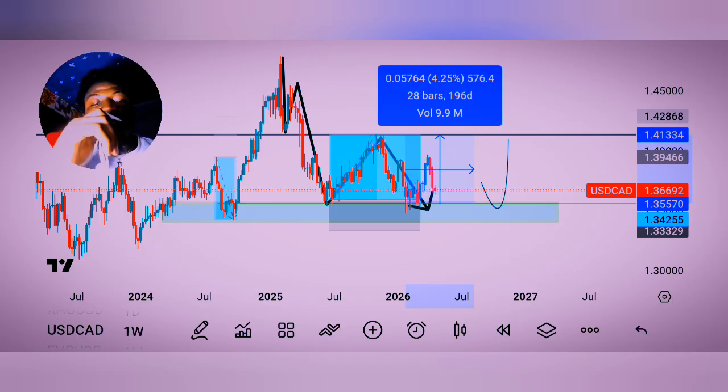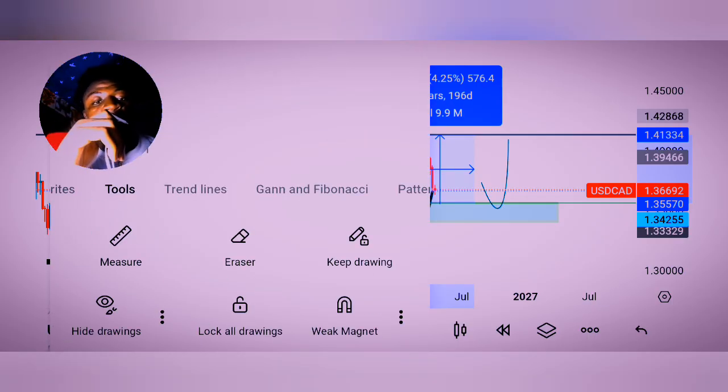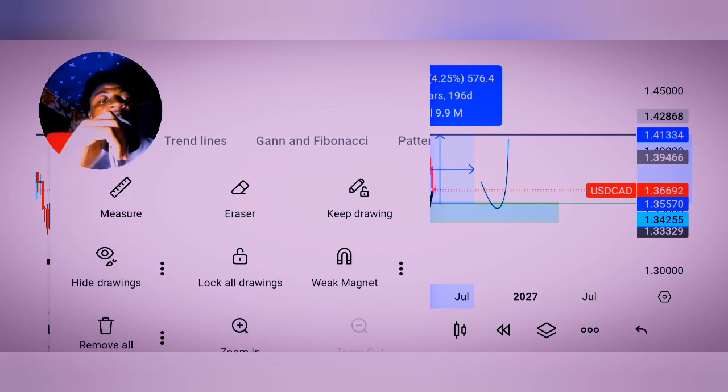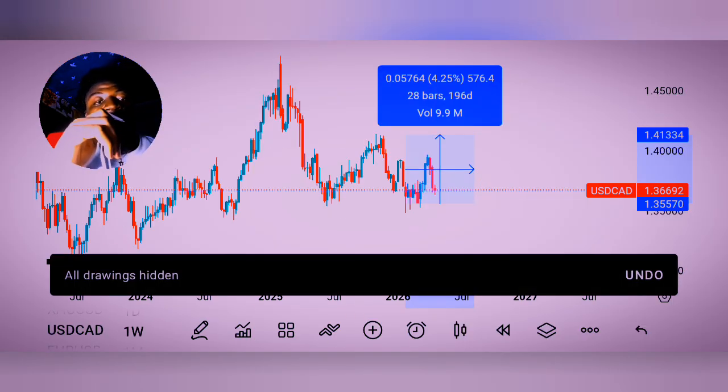So now we are going to be looking at another trading tool. We have the eraser, we have the keep drawing, we have the hide drawing, and okay, let's see which one we are going to be using now.